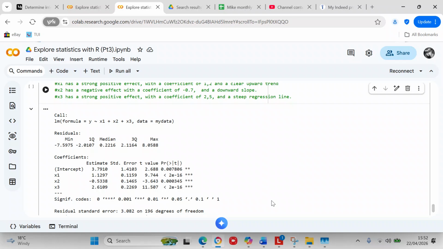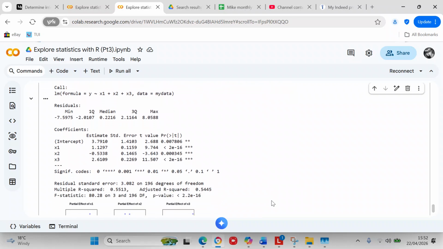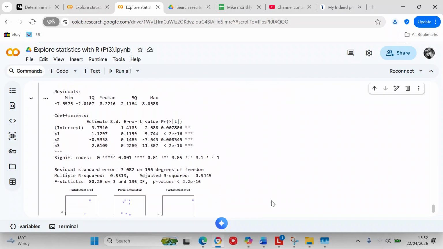So the call is going to be lm(formula = y ~ x1 + x2 + x3, data = mydata). You've got your residuals: your minimum value, first quartile, median value, third quartile, and maximum value. You've got your coefficients for the intercept and x1, x2, x3, and you've got some significance codes. Your residual standard error is 3.082 on 196 degrees of freedom.